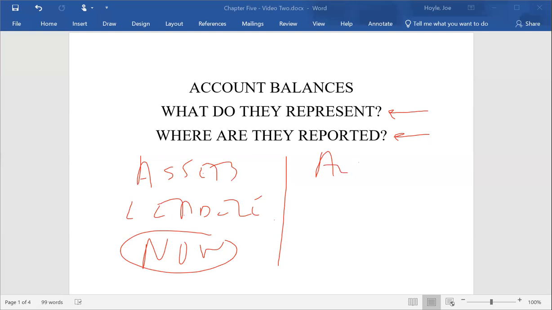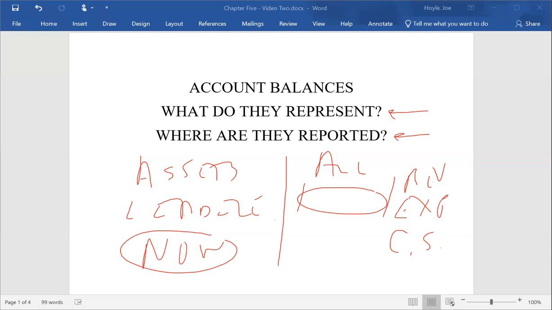All of the other accounts are going to measure the changes in the past. They refer to what has happened in the past. Normally, they're talking about the effect in the past that they've had on net assets. Revenues, for example, in the past have increased net assets. Expenses in the past have decreased net assets. Capital stock in the past has been an increase in net assets.